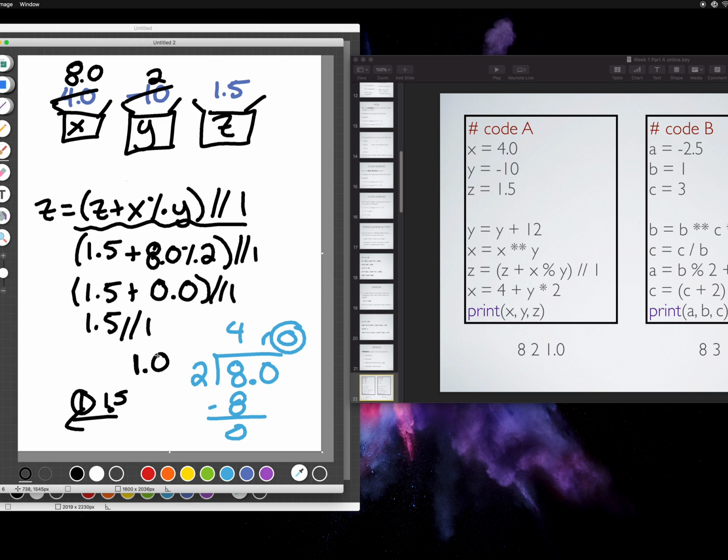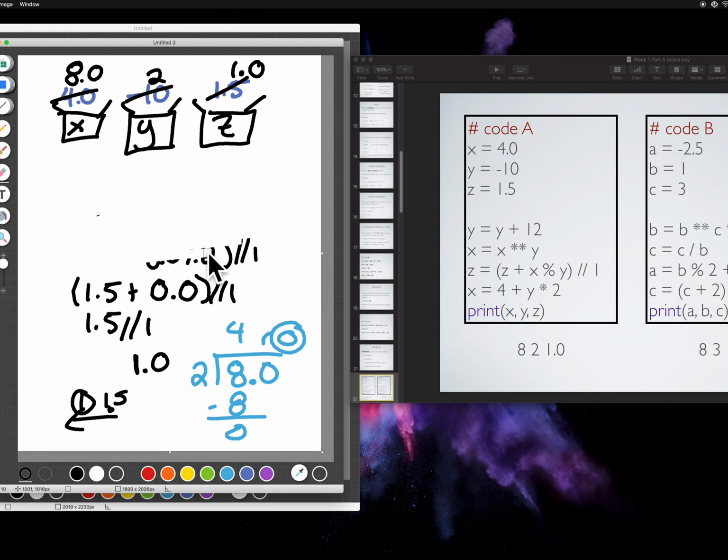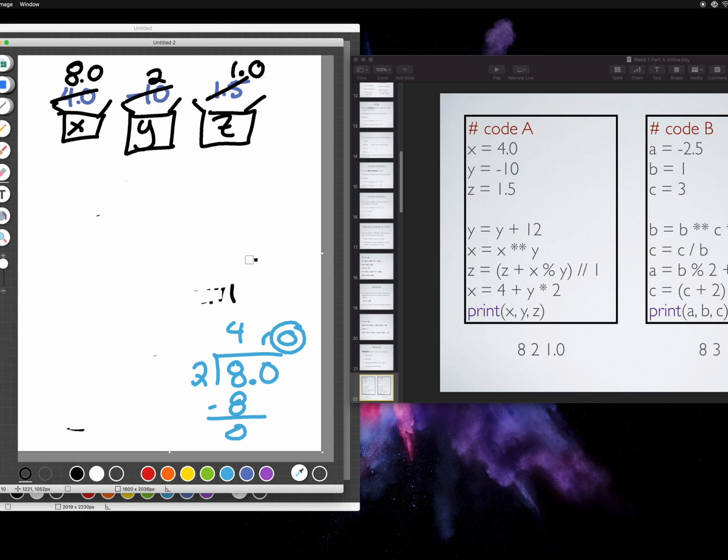We got one more to go, right? We have this one, and then we finally do our print. So let's do this one last line of code. Alright. Last line of code, x equals 4 plus y times 2. Awesome. Let's do that. X equals 4 plus y times 2. Alright, cool. Right hand side first. Just rewriting it with the values. So y right now is 2.